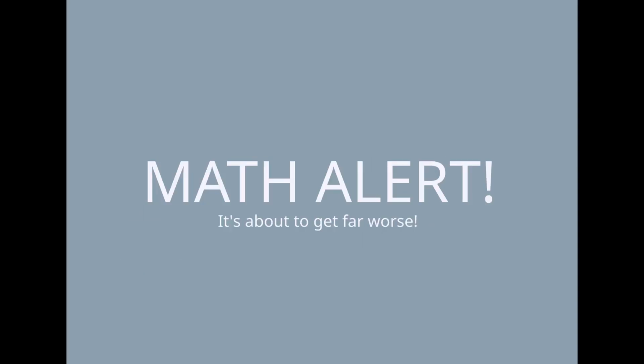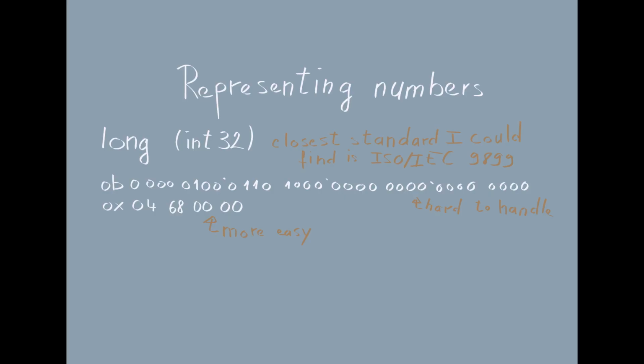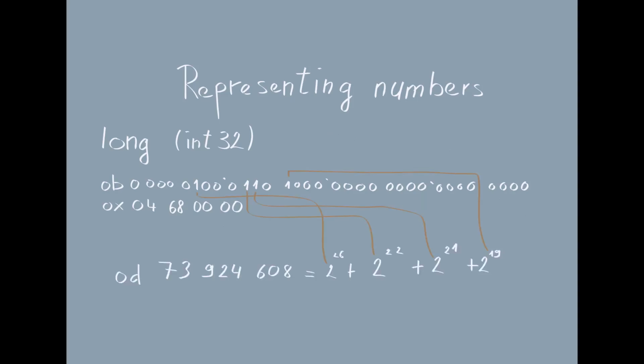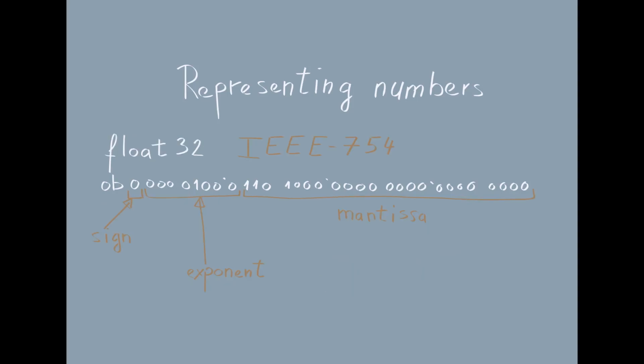So now we need to know how the bits of a number are treated in C. A 32-bit long int number is literally a sequence of 32 ones and zeros. Here is an example. It's a bit cumbersome, so we sometimes write the same number using hexadecimal notation. In order to obtain the decimal value, it's simply a matter of adding the correct powers of 2. Here the bits at positions 26, 22, 21 and 19 are set. We obtain 73,924,608.